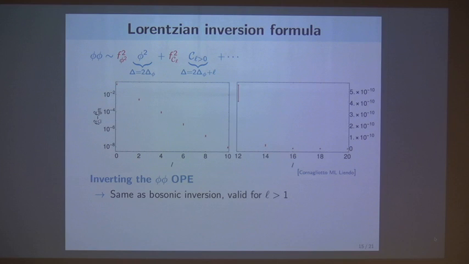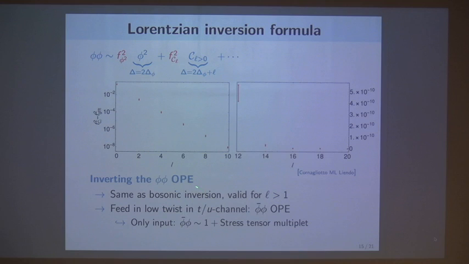And we will be feeding in only the low twist operators. Actually, the only input we'll be putting in is just the identity and the stress tensor. These are the two OPE coefficients we know for sure. Exactly. And so we're only guaranteed to get good answers for large spin. So we're getting an approximation that is good for large spin.